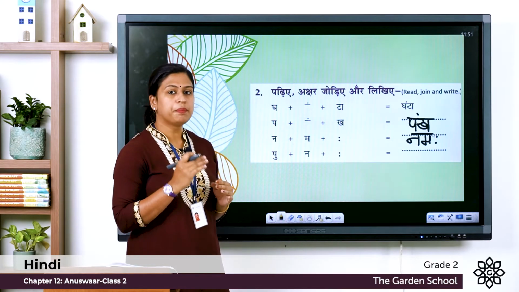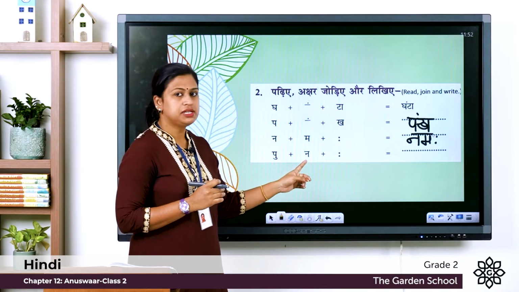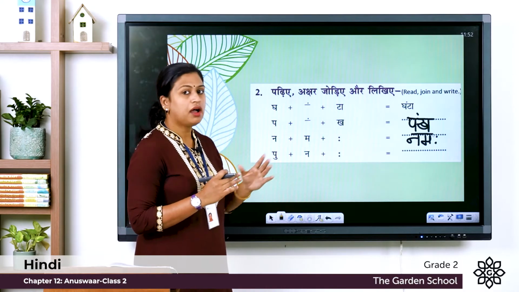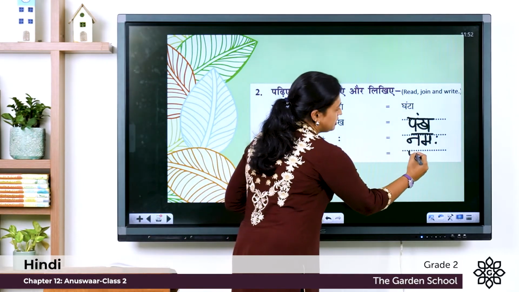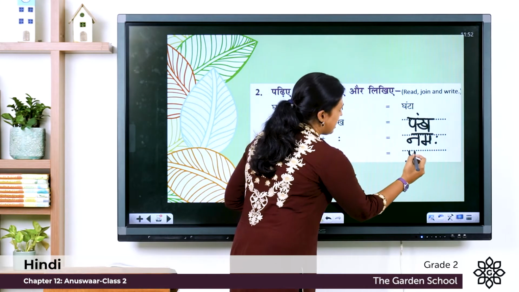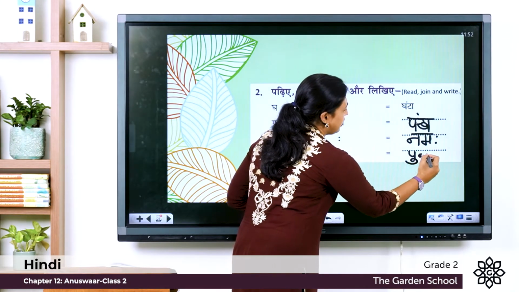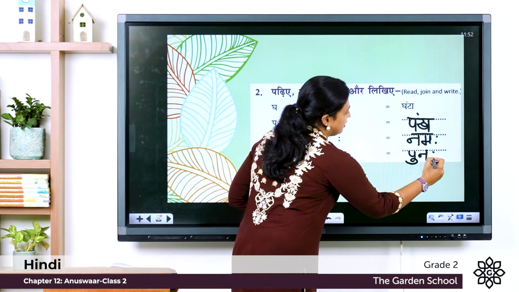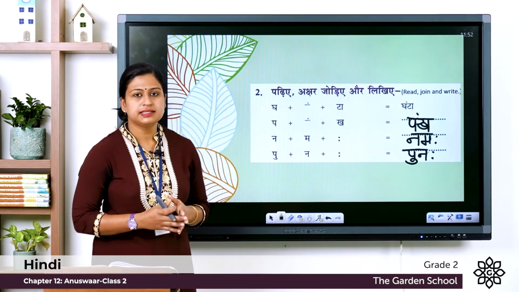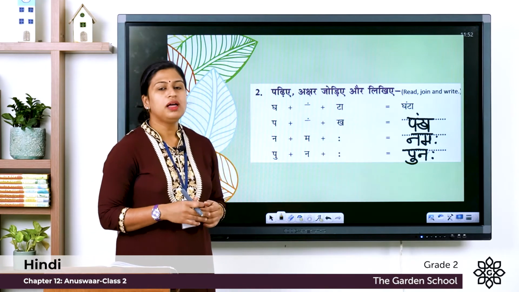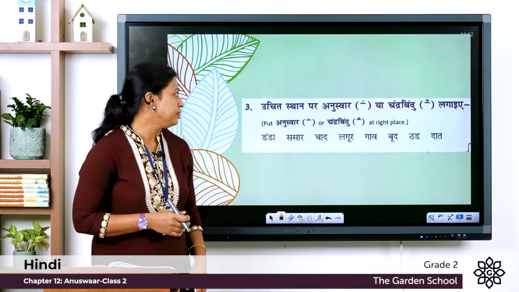Next one, pa plus u symbol. The sound is pu plus vyanjan letter na plus aha symbol. And the word is punah. So you can see that this has a ha sound at the last. Punah. So this was the second exercise. Now let's move on to the third one.